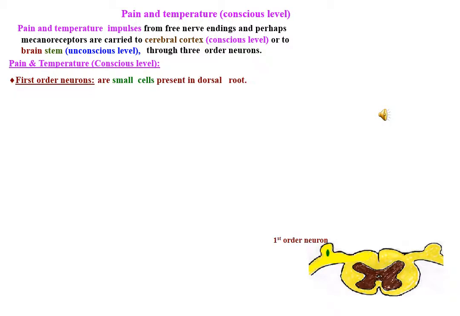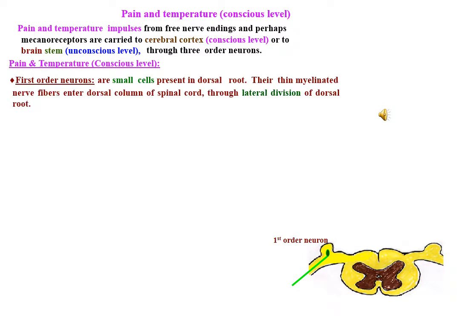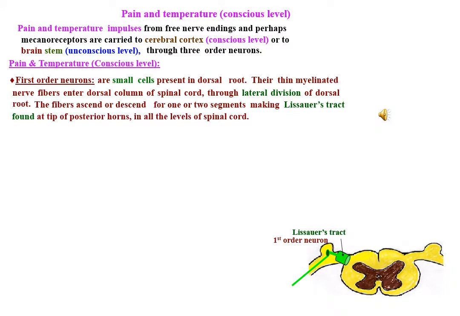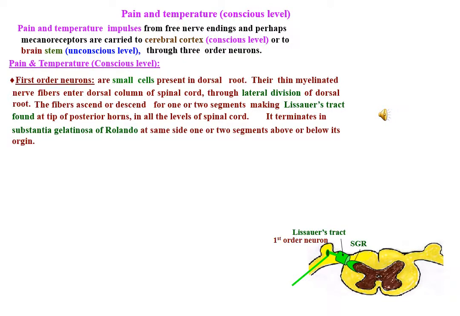Their thin myelinated nerve fibers enter the dorsal column of the spinal cord through the lateral division of the dorsal root, ascend or descend in the spinal cord for one or two segments, making Lissauer's tract, found at the tip of the posterior horns in all levels of the spinal cord. Finally, Lissauer's tract terminates in the substantia gelatinosa of Rolando, at the same side, one or two segments above or below the level of origin.